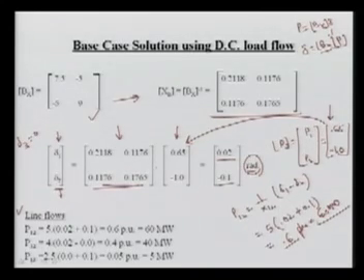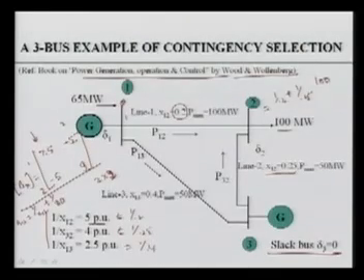Now similarly you can calculate your P32. This P32 is, again, 1 upon x32 times delta 3 minus delta 2. So this is the direction which is flowing from 1 to 2. This value is 60 megawatt, flowing from 1 to 2. In this diagram, what is this? This is 1, 2, your 60 megawatt flowing from 1 to 2.